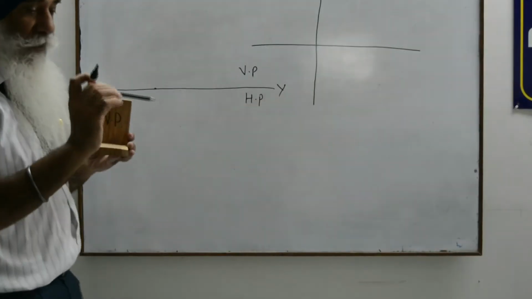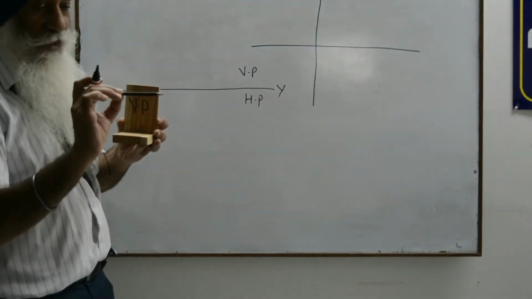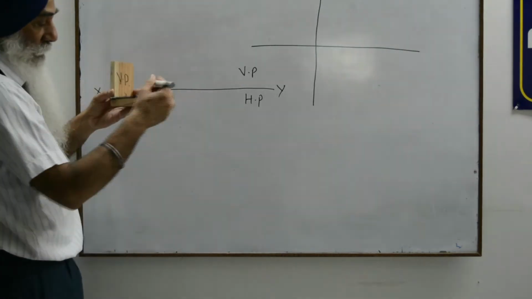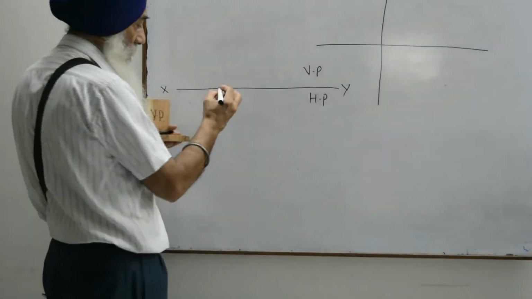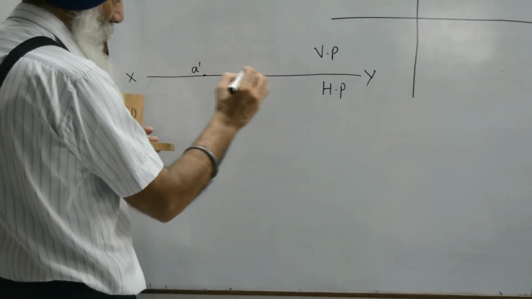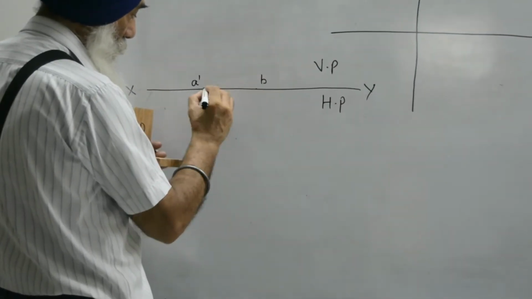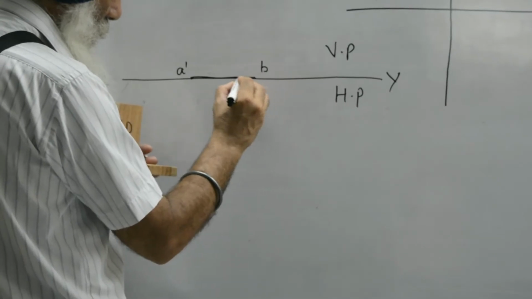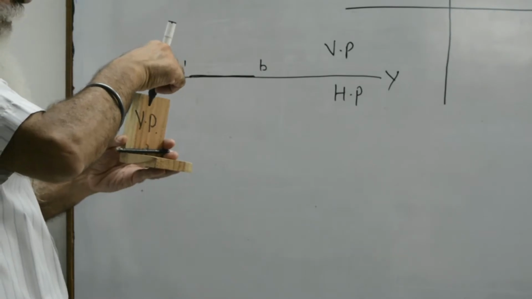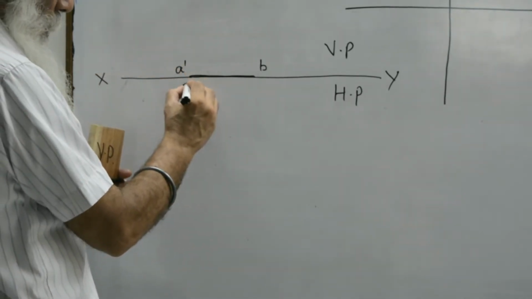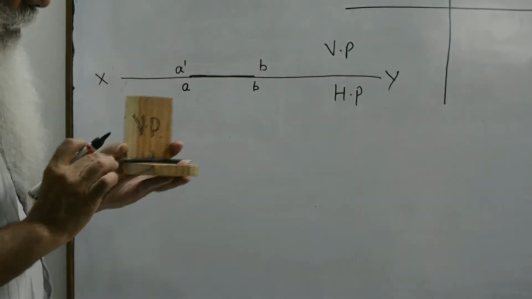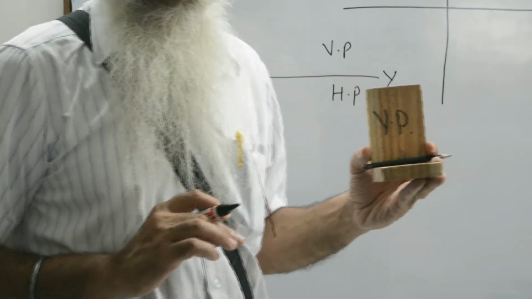If its length is L, or it may be 40 millimeters. So this is the point from this side. You can see its length; suppose this line is A dash B dash. And if you see from the top, its view in the plan is the same. It is denoted by AB. This is the answer for the line lying on both the planes.